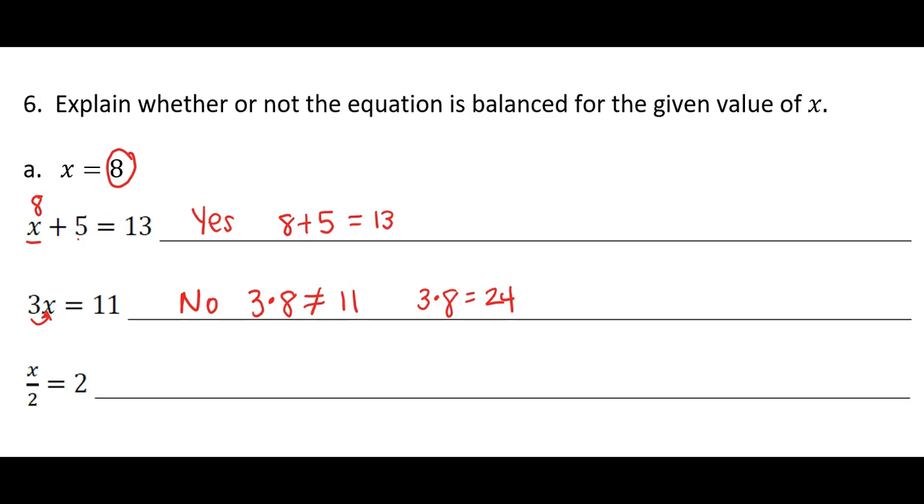In the last problem, I have x divided by 2 equals 2. So if I put an 8 in place of the x, that would be 8 divided by 2 equals 2. Well, that's not true either. 8 divided by 2 does not equal 2. 8 divided by 2 equals 4. So to figure out whether these statements work for 8, we just substitute the variable for the number 8 and see if it makes a true statement.